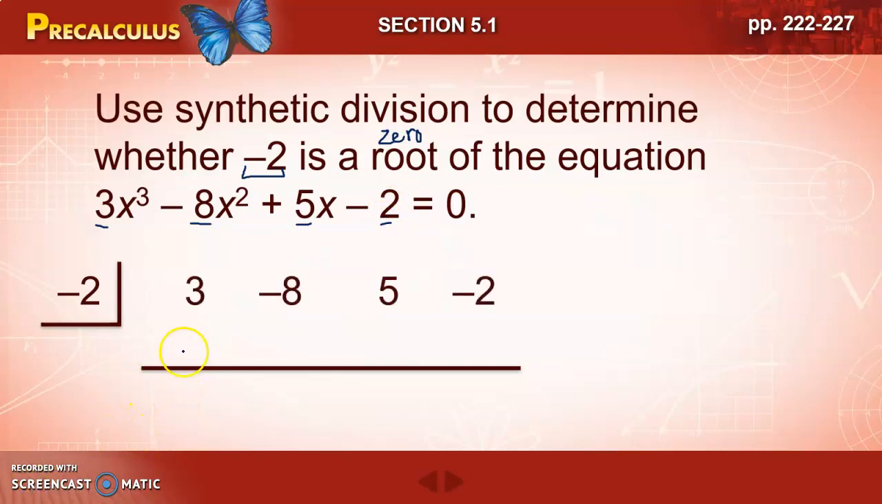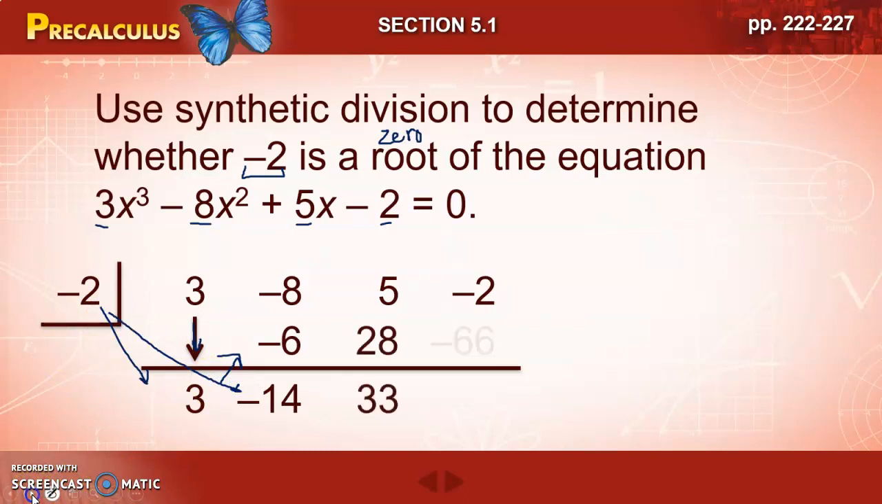If you've forgotten how to do synthetic division, don't forget you bring down the first term, and then you multiply by what's in this little box here by that first term. So -2 times 3, and your answer goes right there. -2 times 3 is -6. We add these together. -8 and -6 is -14. And then repeat the process. Multiply 28, add 33, and then multiply again, -66, and add -68. So we have determined, because there is a remainder, that -2 is not a root of this equation.